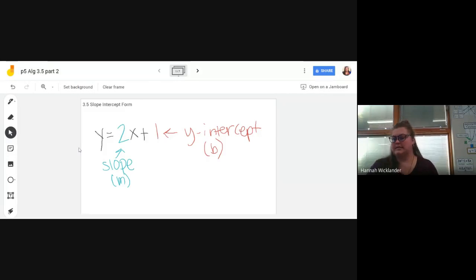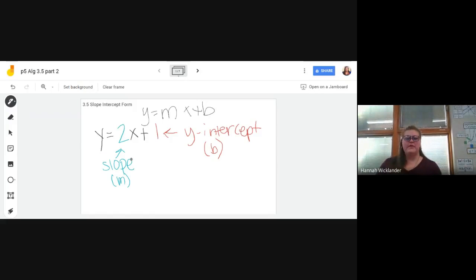Okay, so once again, we're working with slope-intercept form. As you remember, slope-intercept form is y equals mx plus b. Our slope is the m, and our y-intercept is b.